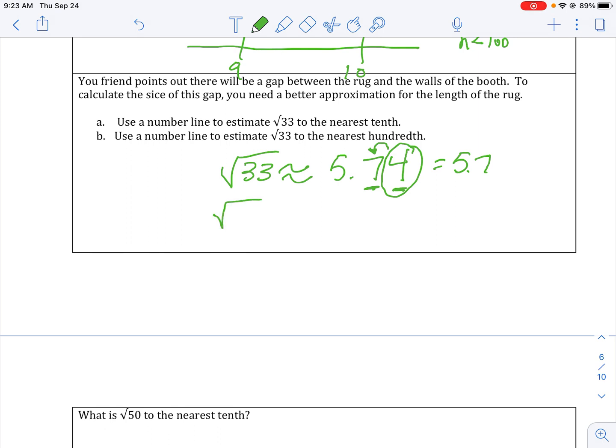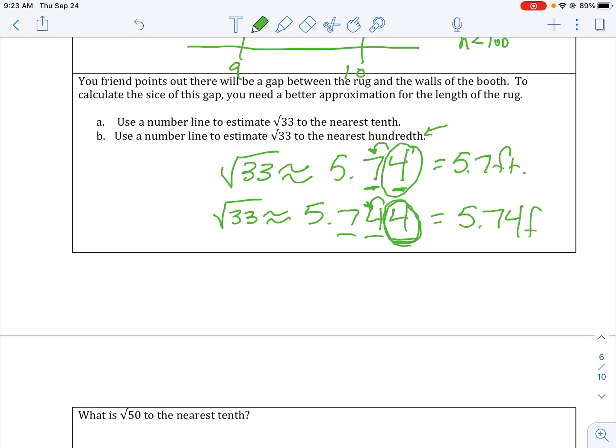Now we want to do the square root of 33 to the nearest hundredth. So using that same calculation, we get 5.744: tenths, hundredths, thousandths. So we need to look at this number, which is after the hundredths place. Since this is a 4 or below, this number stays the same. So we get 5.74 feet to the nearest hundredth.